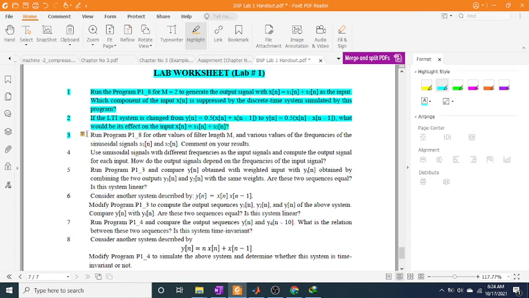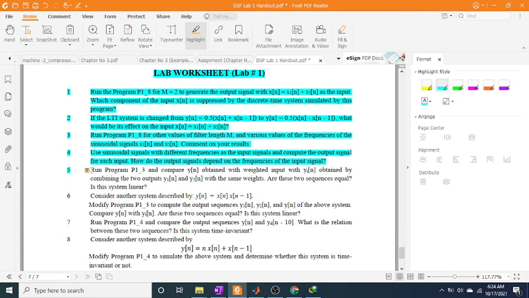3. Run program P1_8 for other values of filter length M, and various values of the frequencies of the sinusoidal signals s1[n] and s2[n]. Comment on your results. 4. Use sinusoidal signals with different frequencies as the input signals and compute the output signal. For each input, how do the output signals depend on the frequencies of the input signal?